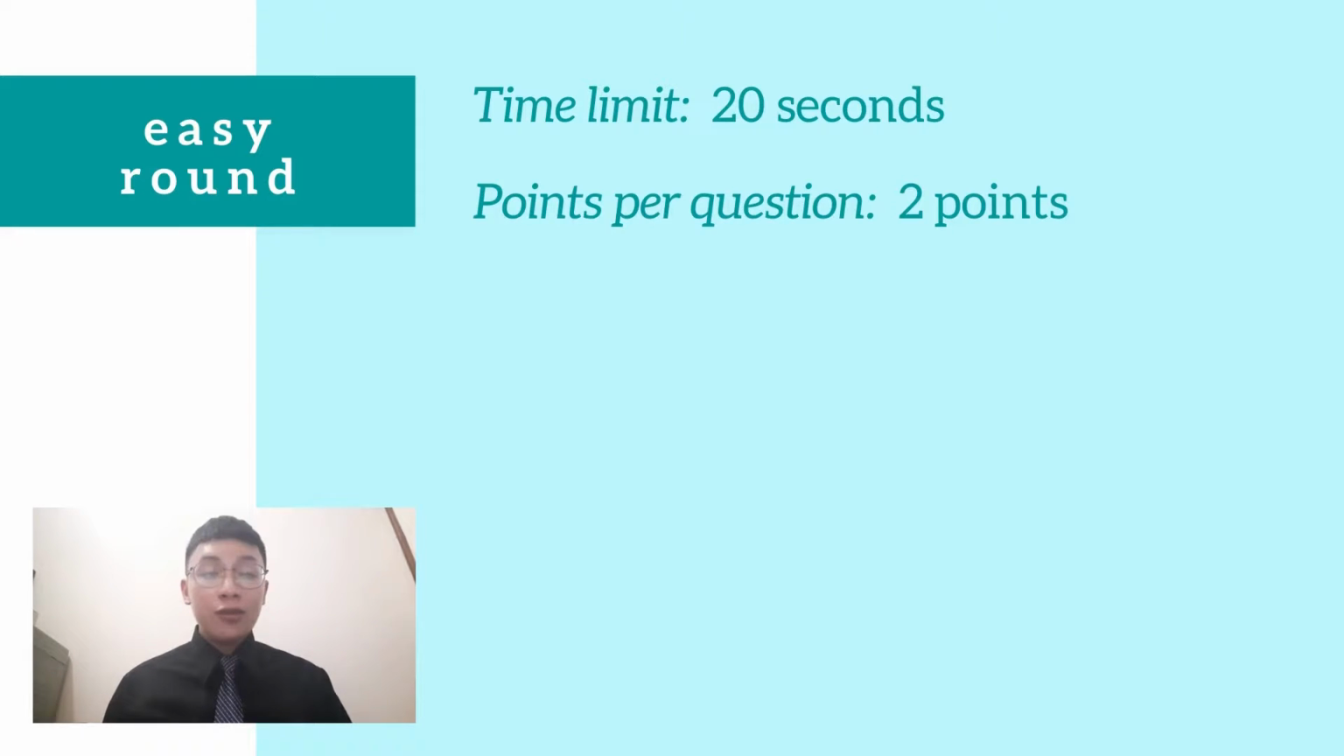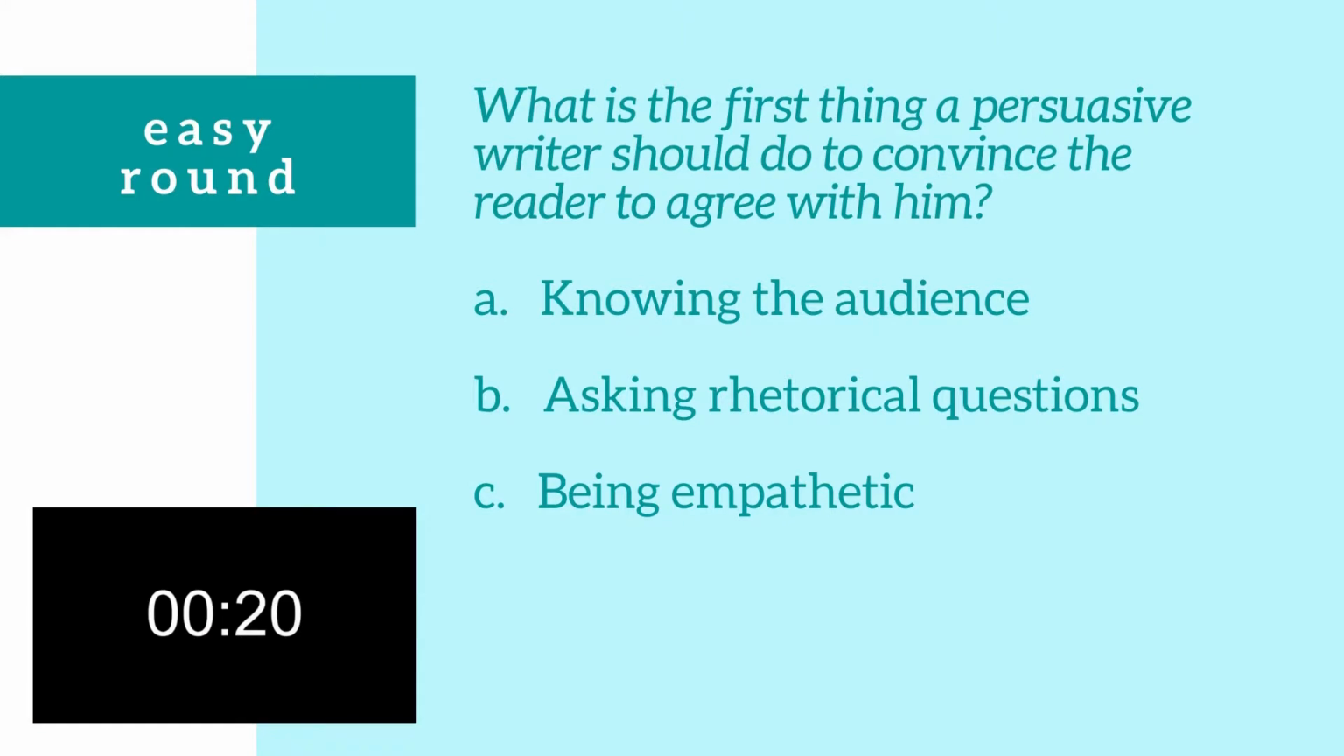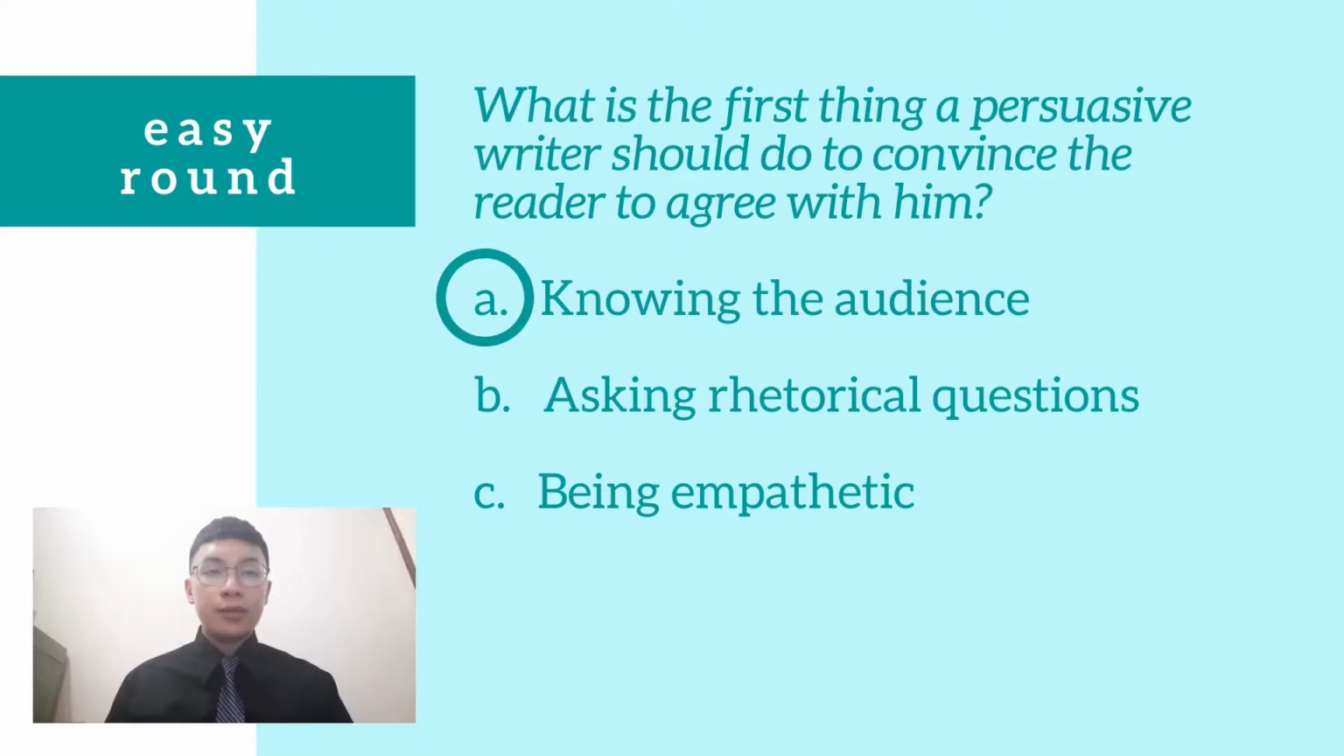Each question is good for 20 seconds and is worth 2 points. Easy question number 1. What is the first thing a persuasive writer should do to convince the reader to agree with him? A. Knowing the audience. B. Asking rhetorical questions. C. Being empathetic. The correct answer is letter A, knowing the audience.